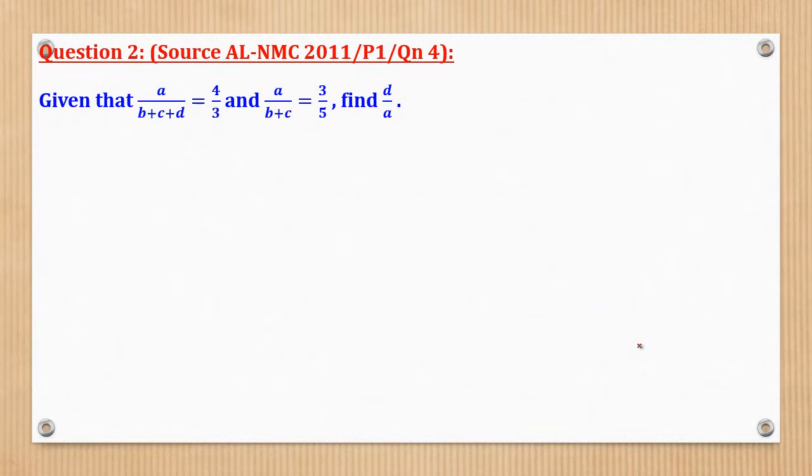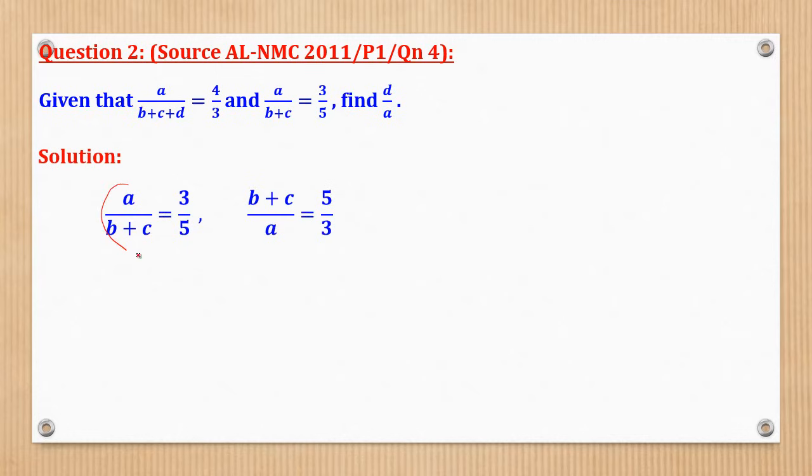Then question 2 says, given that this is equal to this and this is equal to this, find the value of d over a. So d over a, here we have a over a plus b plus c plus d. We need to look for a way of getting d over a. So first, a over b plus c is 3 over 5, meaning the reciprocal becomes b plus c over a, which is 5 over 3.